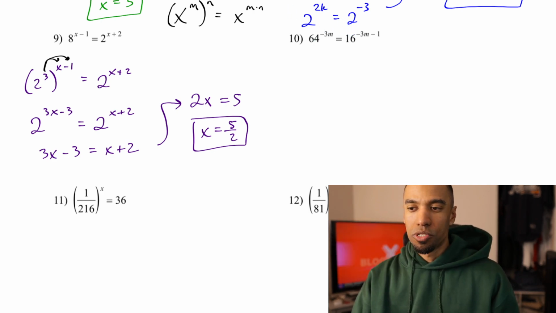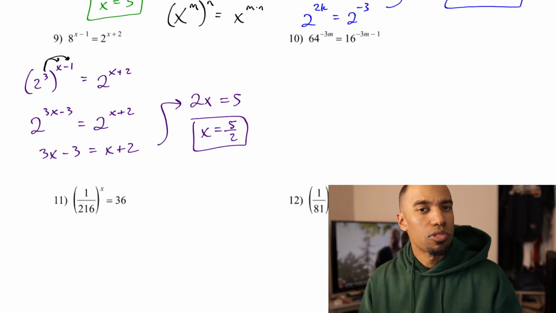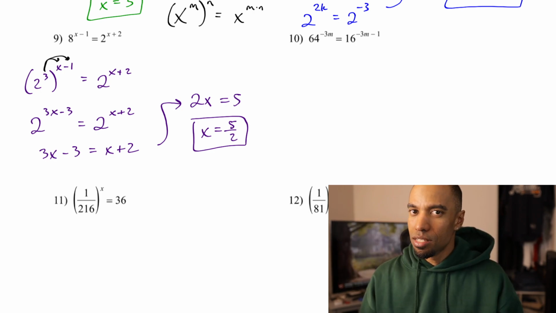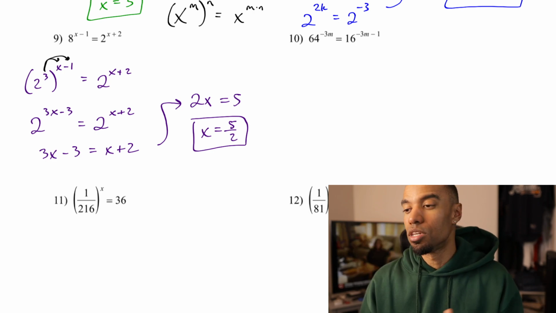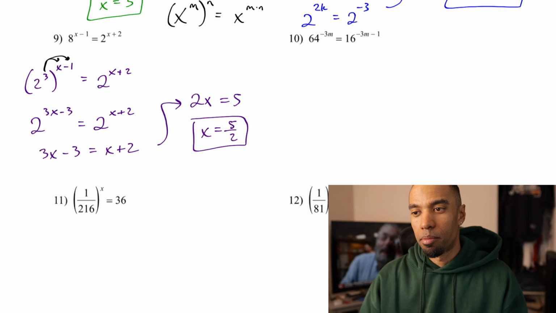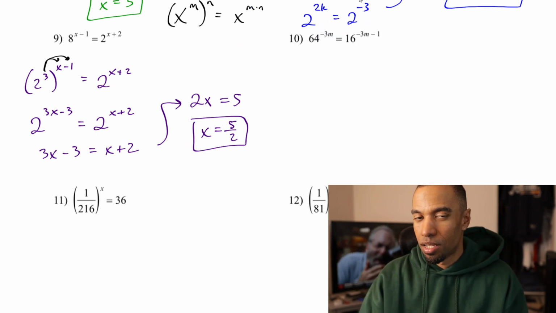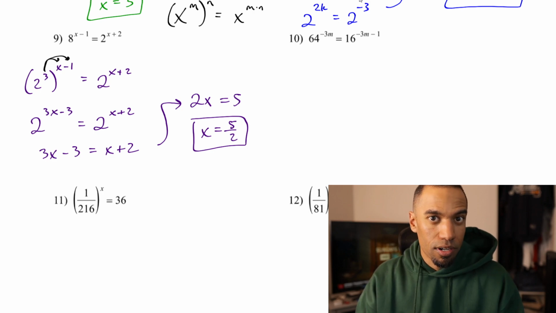64 to some power equals 16 to some power. Now, 16 is the smaller number. Sometimes you want to think, can I do 64 as 16 squared or to the fourth? No, 16 squared is 256. So the difference with this problem is you're going to find a matching base, but you need to change both of them to match that. 64 is 2 to the 6th power. 16 is 2 to the 4th.